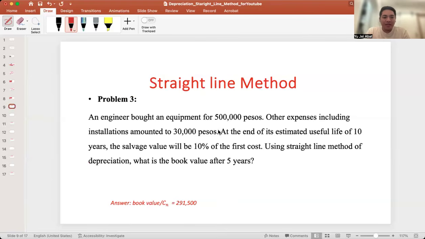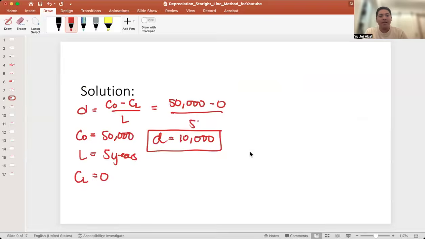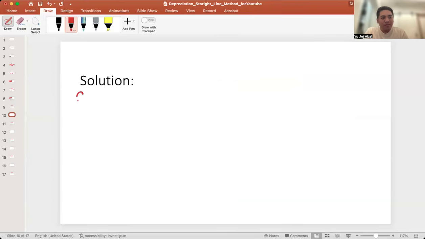So for problem number 3, an engineer bought an equipment for 500,000 pesos. Other expenses including installation amounted to 30,000 pesos. At the end of its estimated useful life of 10 years, the salvage value will be 10% of the first cost. Using straight line method depreciation, what is the book value after 5 years? Okay, so now we are asked for the book value, and the book value is C sub N equals C sub O minus the total depreciation after N years. That is what we are after, the book value C sub N.